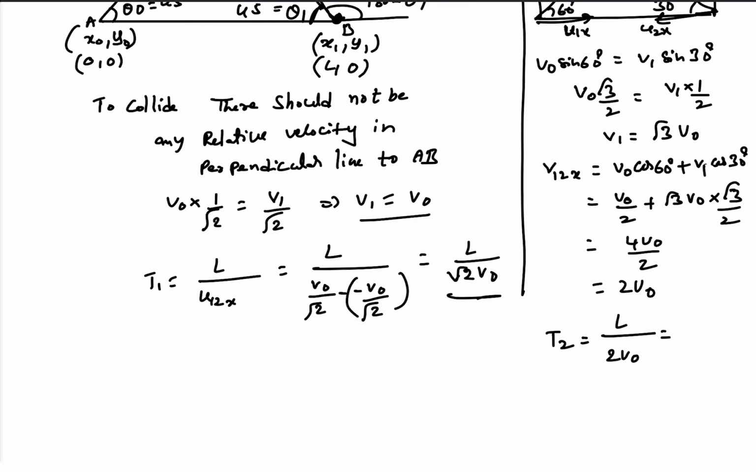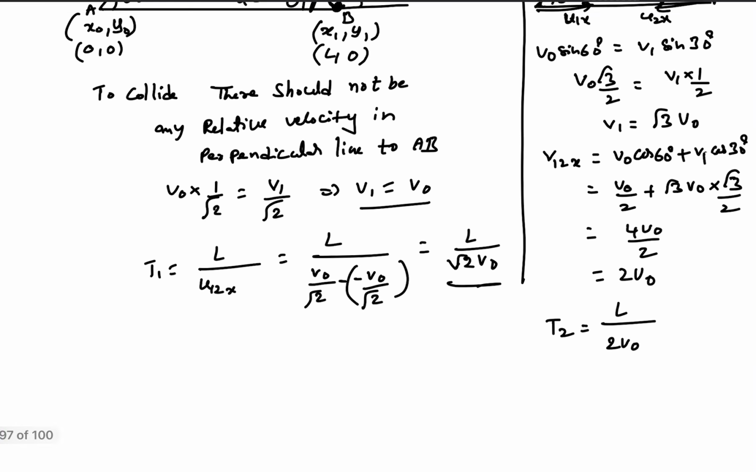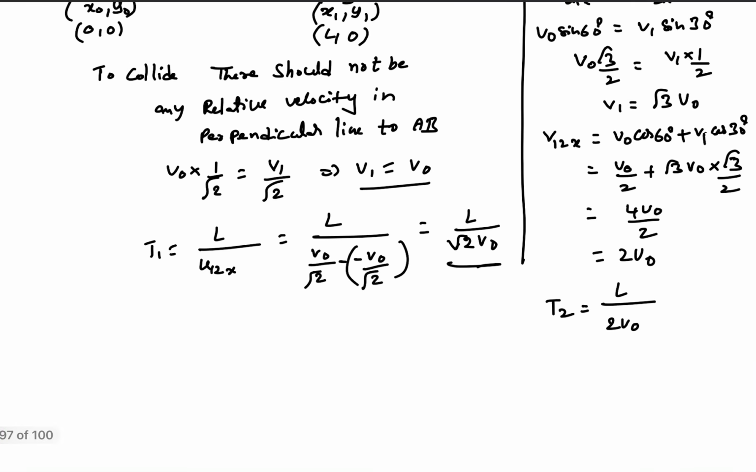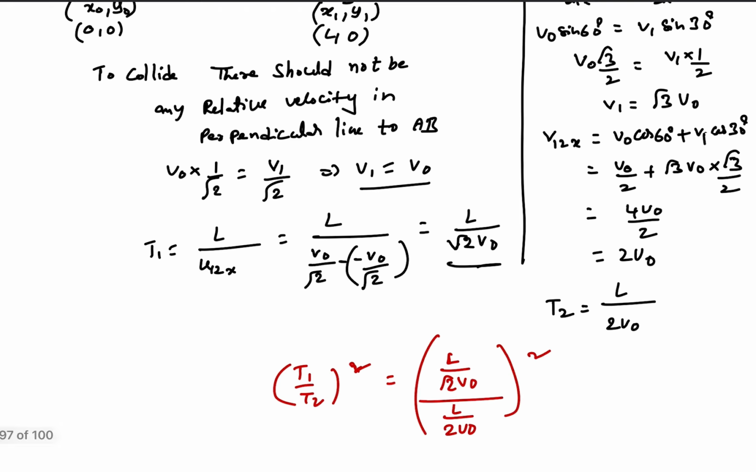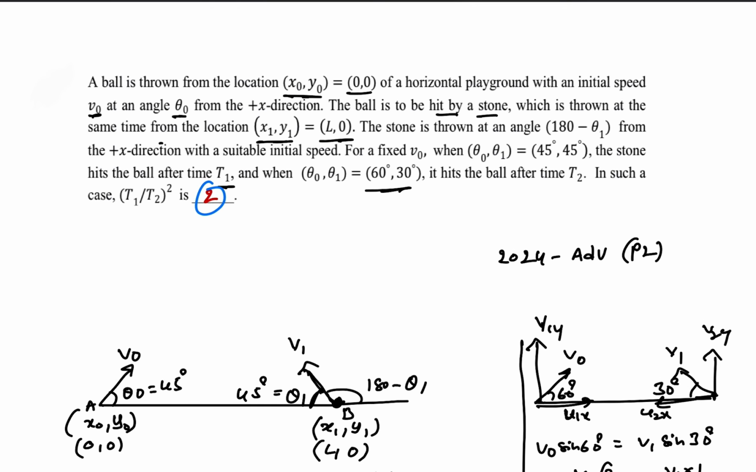Again, the time taken T2 can be written as L divided by 2 V0. If you write T1 by T2 whole square, that is L divided by root 2 into V0, divided by L divided by 2 V0, whole square. We can write L by V0, L by V0 get cancelled. Finally, 2 divided by root 2 whole square. 2 by root 2 is nothing but root 2, whole square. We can get 2.